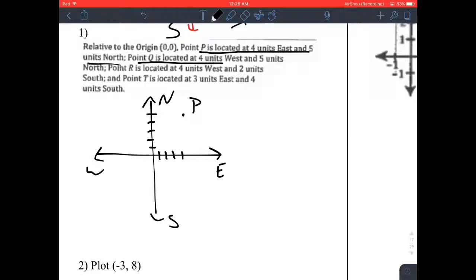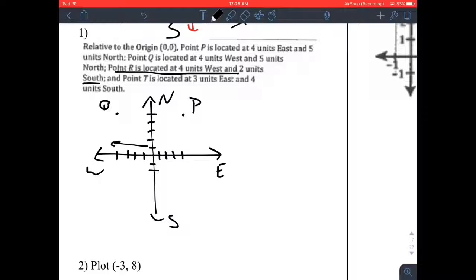Q is located 4 units west and 5 units north. 1, 2, 3, 4, and then up 5 is Q. And then it says R is located 4 units west and 2 units south. So 4 and then down 2. It's going to put us here. That is R. T is located 3 units east, 4 units south. So that would put us here. That's how you plot some points.